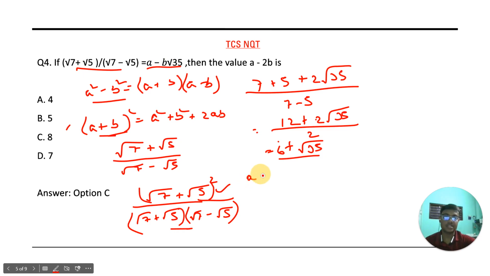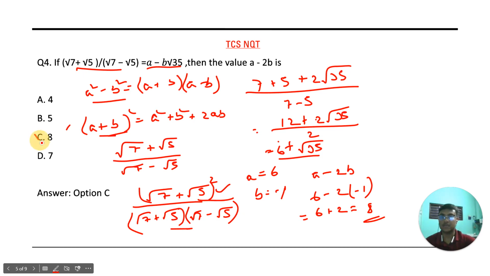Thus, we can assess from here that the value of A is 6 and the value of B is minus 1. Hence, we need to find the value of A minus 2B. So we replace these values here. A is 6 minus 2 into B is minus 1, which gives us 6 plus 2, which is 8. Thus our final answer comes out to be 8, which is option C. Hope you all got the solution.